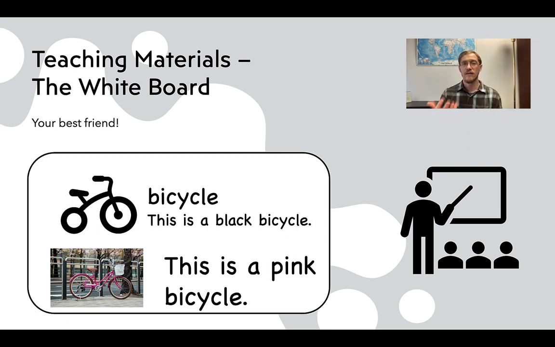So it helps students a lot in the language classroom to be able to see what you're saying, especially if you're repeating something. So here you have bicycle. This is a black bicycle. This is a pink bicycle. If you have that written out on the board, students can see how to spell the word, they can associate the spelled word with the picture, and that is really, really helpful.